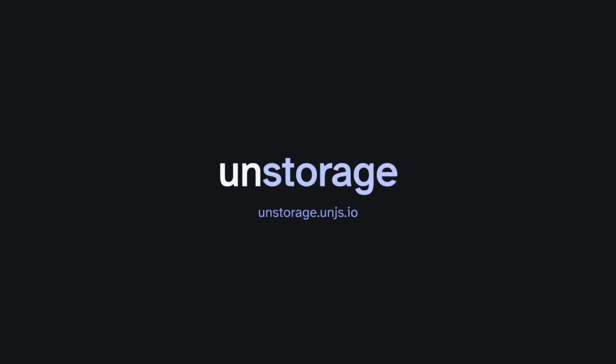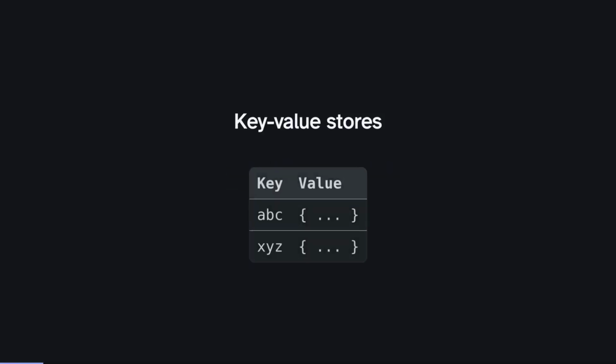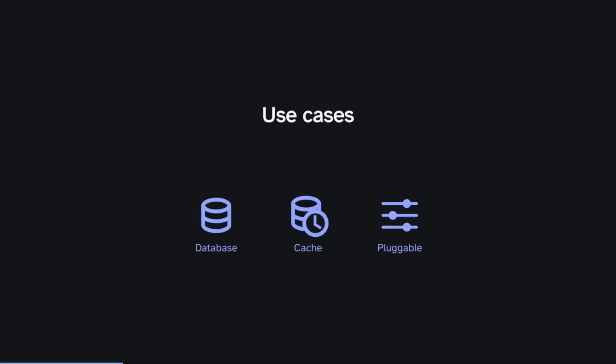Hey, welcome back. In today's video, I want to show you this neat library called Unstorage. Unstorage is a library for handling key value stores. So anytime you have a list of data where the key is a string and the value could be any object, anything that's serializable with JSON. And I think it's great for several different use cases.